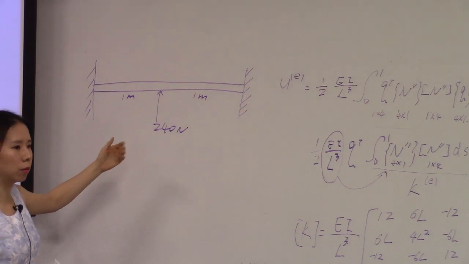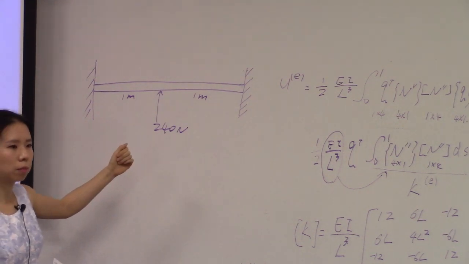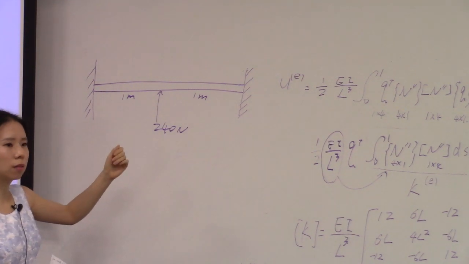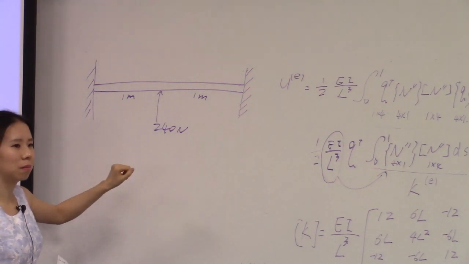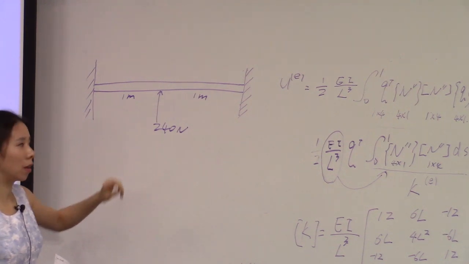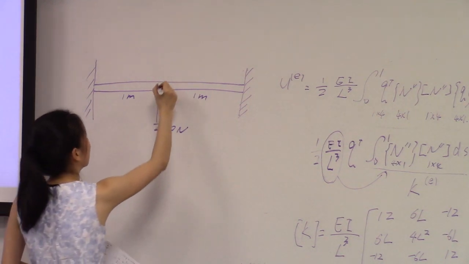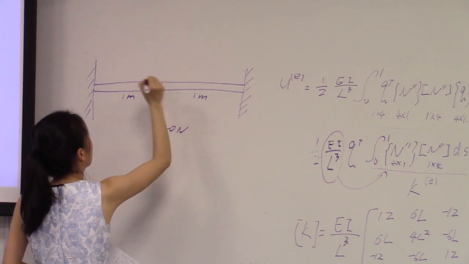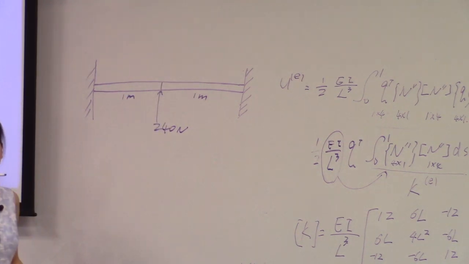First, what do we need to do? What is the first step? Discretize, right? How to discretize? How many elements should we use? 2? Okay, yeah. Why 2 elements? So you can place a node where the force is.